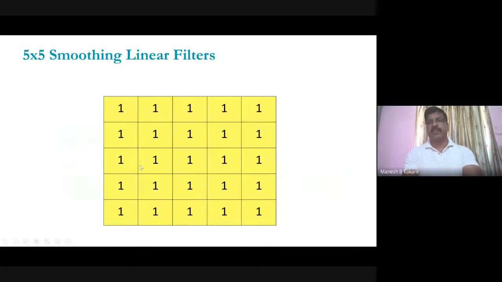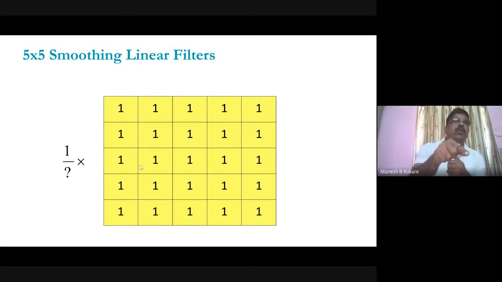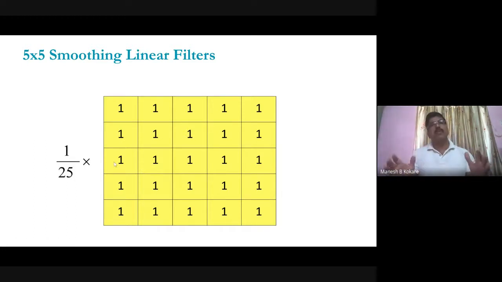So this is 3 by 3. You can have a bigger mask, for example a 5 by 5 smoothing mask. And then what will be the value here? There are a total of 25 pixels, so you have to replace this question mark with 25. So this will be the smoothing mask for 5 by 5 pixels.